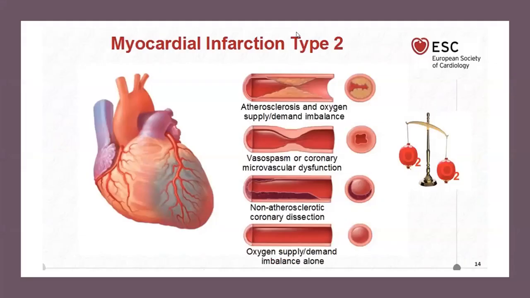So your type 2, as we have mentioned, is your patients who have an oxygen supply demand imbalance. They may have atherosclerosis with the oxygen supply demand imbalance. There might be vasospasms or coronary microvascular dysfunction, non-atherosclerotic coronary dissection, and oxygen demand imbalance alone. So these two are the most important types that I think we as physicians can identify and actually be able to treat.